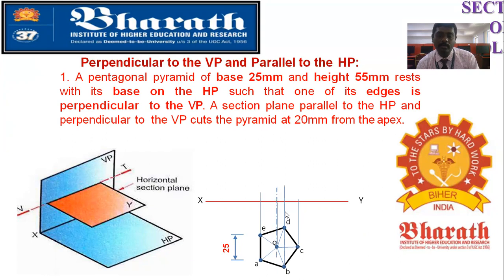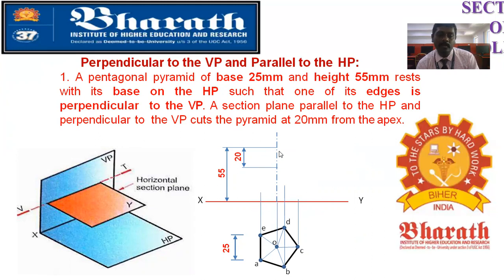So now from the center you will be having an apex. That will be at a height of 55 mm. So at the height of 55 mm, you are going to mark O dash here. So O dash will come here. Remaining A, B, C, D, E points will come at the respective positions at the ground level.